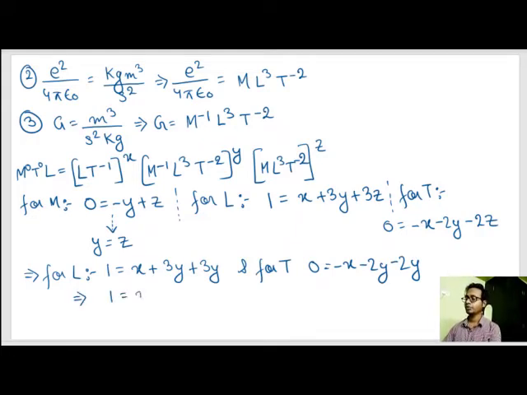1 is equal to x plus 6y, and for t, 0 is equal to minus x minus 4y. Okay, now how do we solve this simultaneous equation? We can simply add these two equations. If we simply add these two, we'll get the solution. So I'm proceeding on to the next slide.